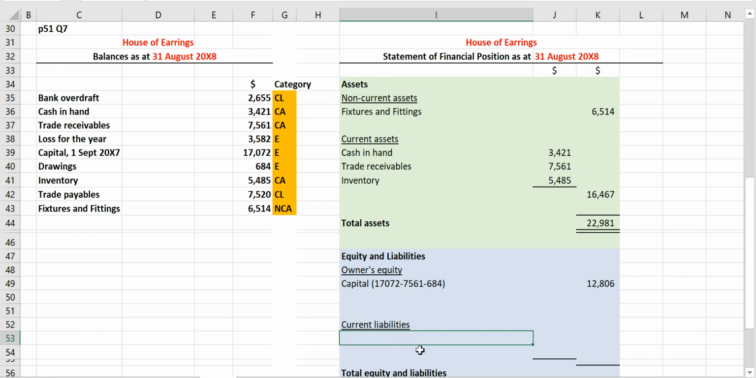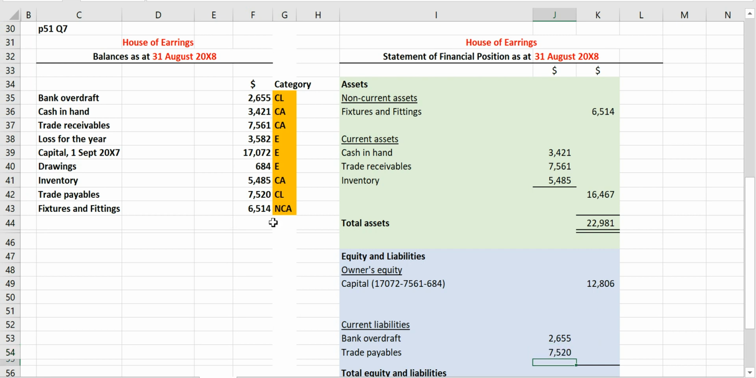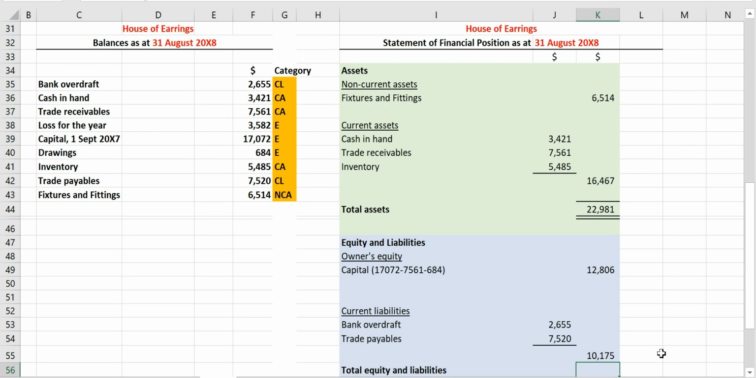But we have current liabilities. So for current liabilities, there are two items. One is bank overdraft, and the amount is 2655. And the next item is trade payables, and the amount is 7520. Now the subtotal for this, we need to compute and then record. Total current liabilities is 10,175.